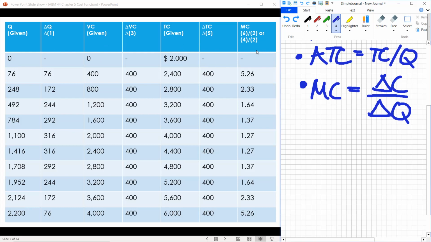So we need to look for the MC. MC is by percent change in cost and percent change in quantity. So actually it is number 5 here, and percent change in cost and percent change in quantity here. So that's how we'll come up with our MC.